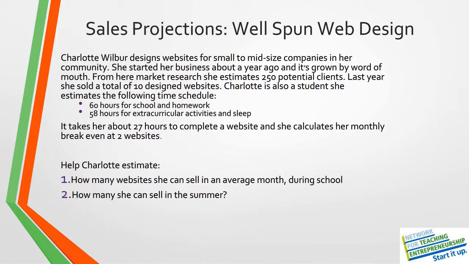Charlotte is also a student, and she estimates the following time schedule: 60 hours for school and homework, 58 hours for extracurricular activities and sleep. It takes her about 27 hours to complete a website, and she calculates her monthly break-even at 2 websites per month. Charlotte needs your help to estimate the number of units that she will sell in an average month during the school year and how many she can sell in the summer.